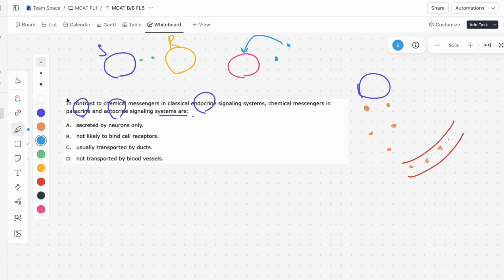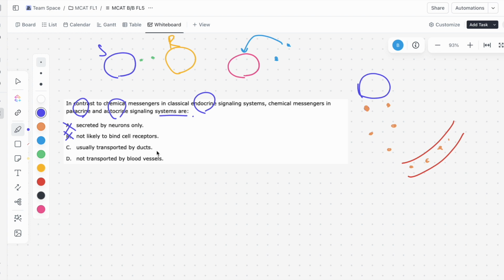Now let's take a look. A says these paracrine and autocrine signaling systems are secreted by neurons only. That's not true. Paracrine and autocrine signaling systems are found with all other cell types in the body, not just the neurons. So A is factually incorrect. B says paracrine and autocrine signaling systems are not likely to bind cell receptors. Paracrine, autocrine, and endocrine signaling systems all release factors that can only act by binding onto cell receptors, whether that receptor is inside the receiving cell or on its surface. So B is incorrect. C says paracrine and autocrine signaling systems are usually transported by ducts. That's not true.